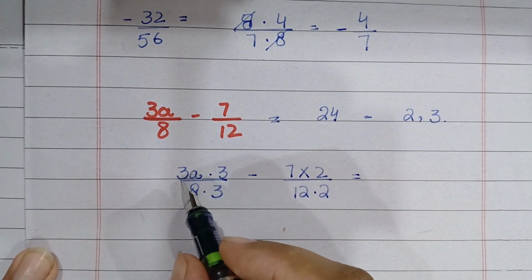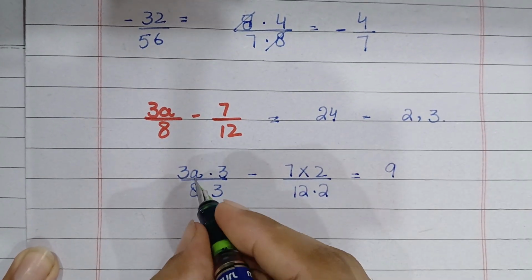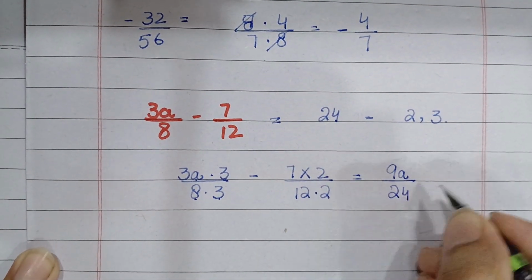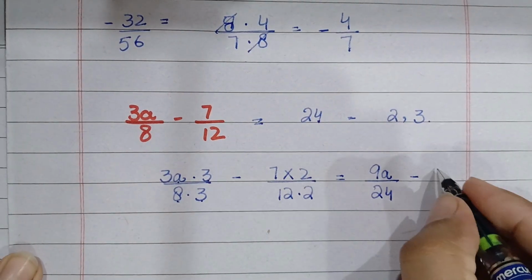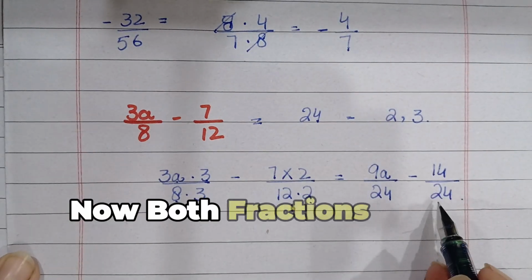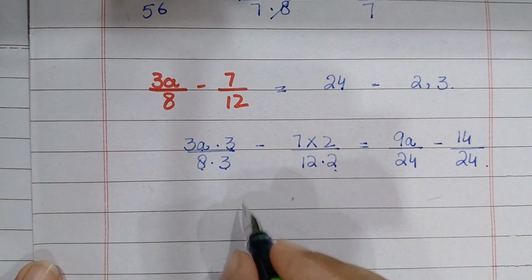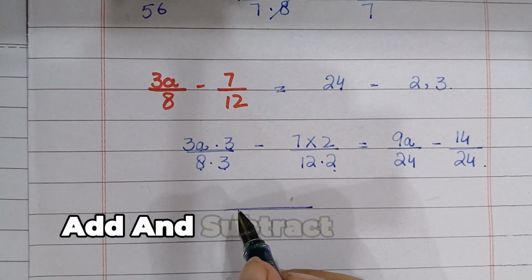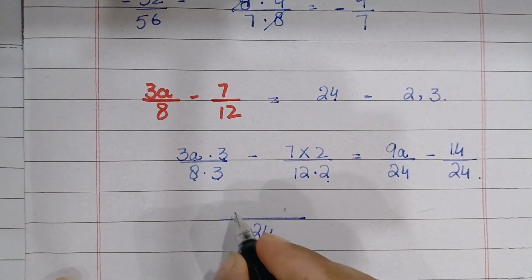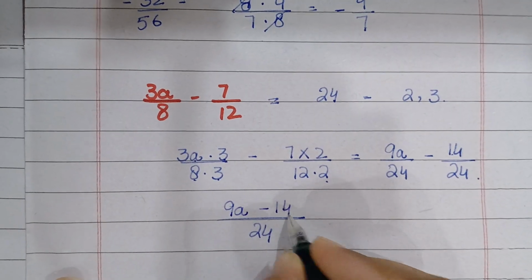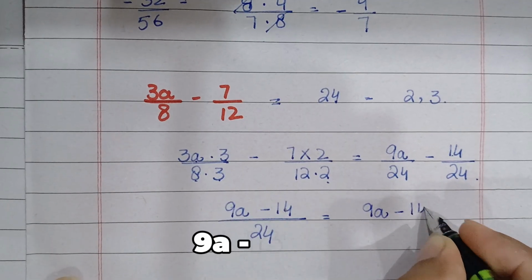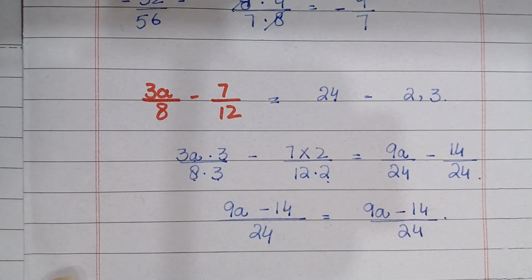Now simplify. 3 times 3 is 9a. 8 times 3 is 24, minus 7 times 2 is 14, 12 times 2 is 24. Now both fractions have the common denominator. Just add and subtract the top numbers and place over the common denominator, which is 24. 9a minus 14. Now simplify. The answer is (9a minus 14)/24.